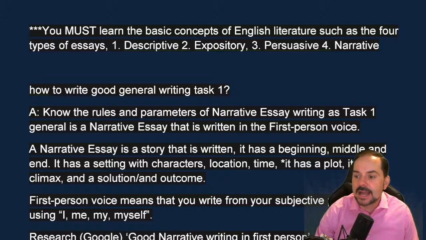Okay, if you're doing academic IELTS Task 1, it's expository writing that you need to research.